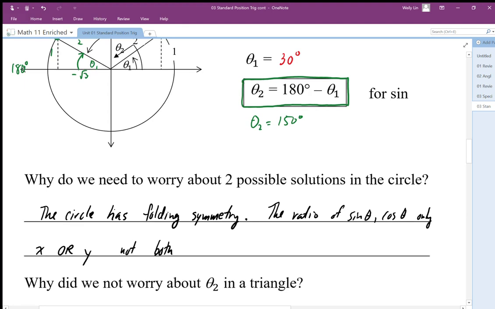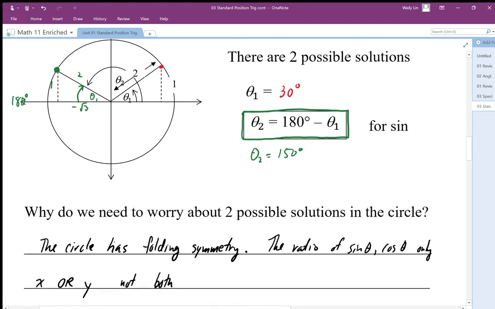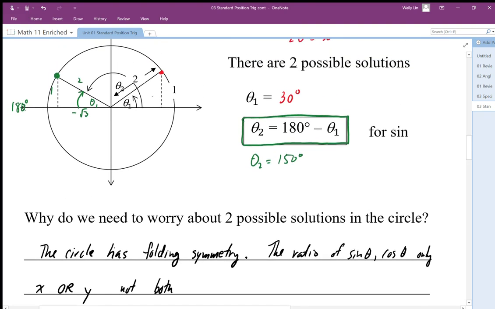Therefore, we can cut out half the circle, but we can't necessarily narrow it to one quadrant. Okay, so because sine and cos only relate to one axis, sine relates to y, we don't know if the x is negative or positive. So we have to give both solutions.